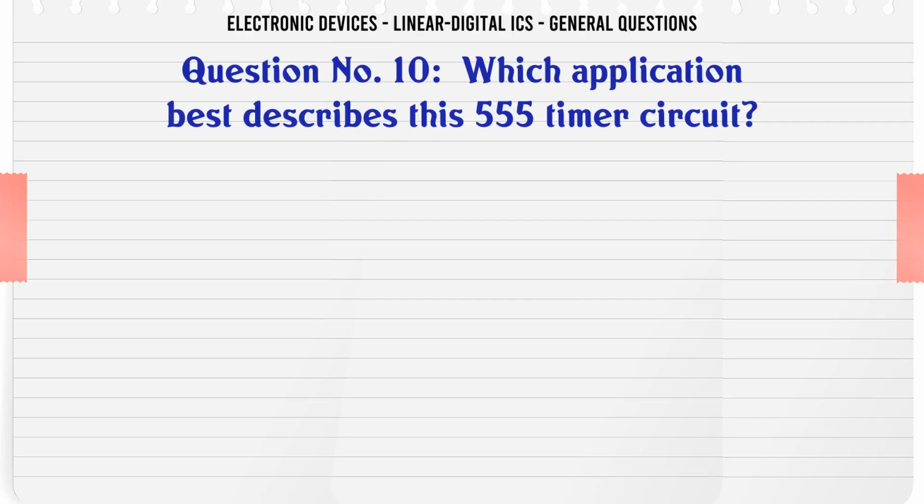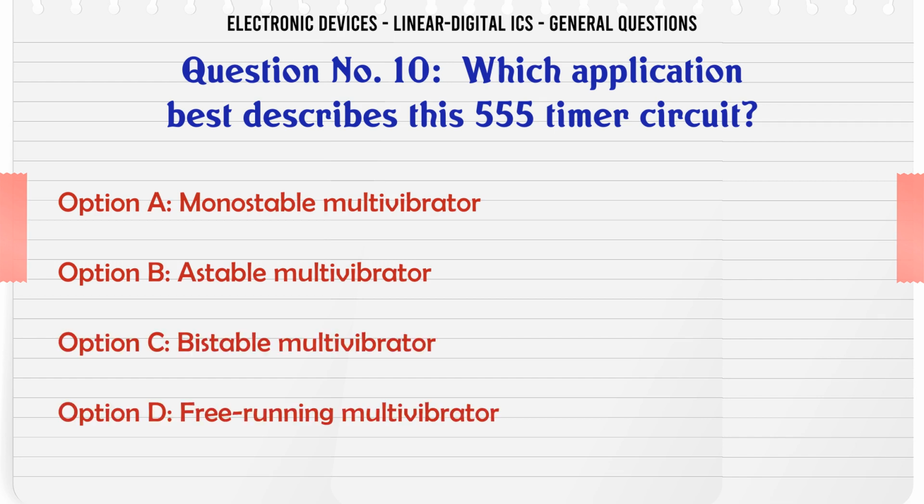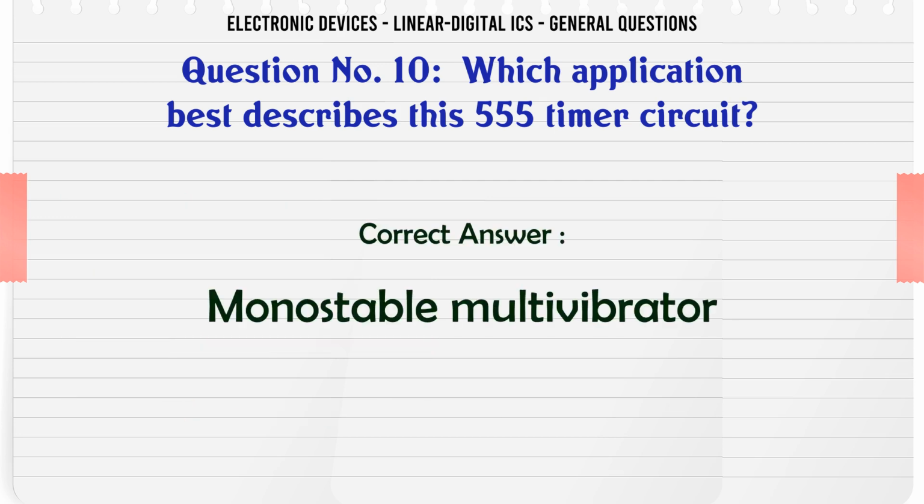Which application best describes this 555 timer circuit? A. Monostable multivibrator. B. Astable multivibrator. C. Bistable multivibrator. D. Free-running multivibrator. The correct answer is monostable multivibrator.